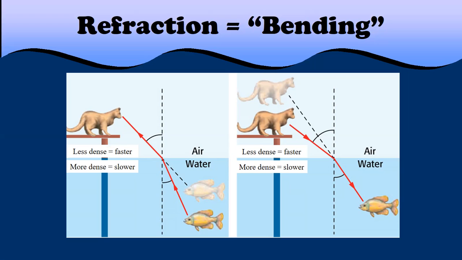And vice versa for the fish. Once the light reflects off the water and comes out of the water for the fish to see, the cat will look a lot higher than what it really is. Because the light bends, it causes the object to look a lot different than where it actually is in space.